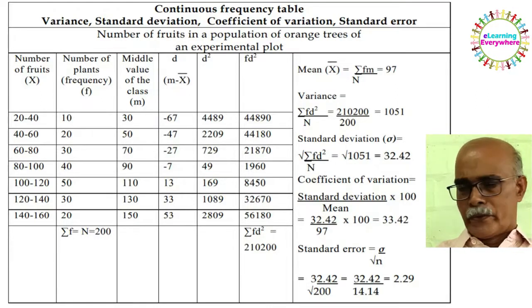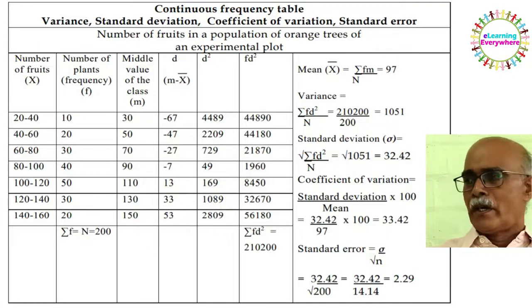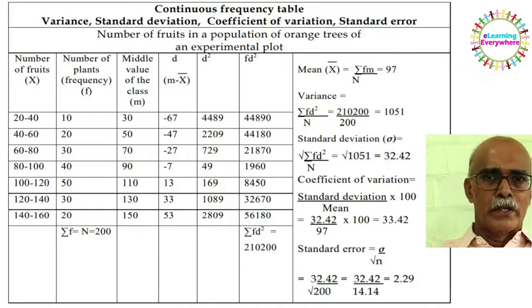So variance is equal to 210,200 divided by 200, and you get the value as 1051. So 1051 is the variance of the given frequency distribution.